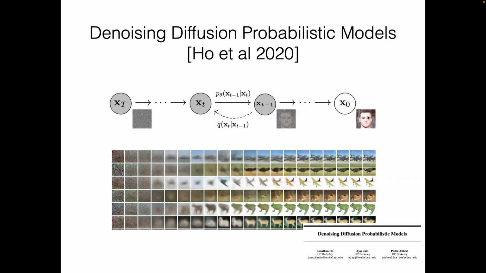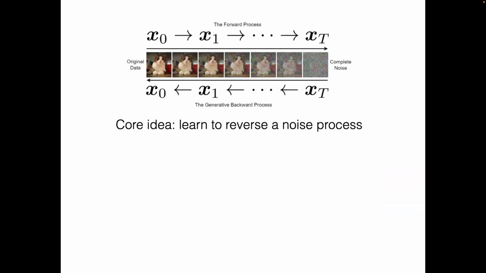Okay, so you can see here some actual examples from this initial paper where they're starting from noise and running different samples, and you end up with different images that are from the distribution of the data set that they trained on. Again, the core idea is to learn to reverse this noise process. The forward process is the noising one, and the backward process is the generative one.